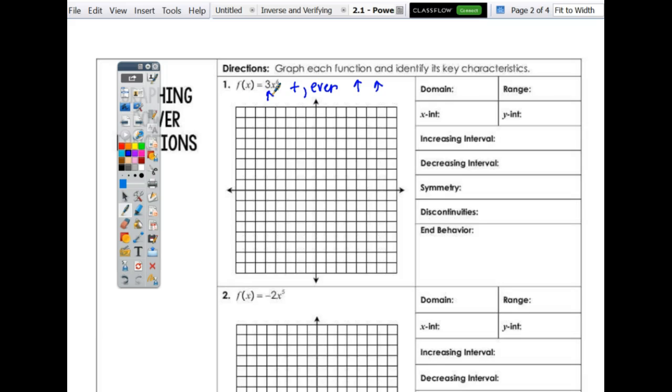So if I put 0 in, I still get 0. So my 1, 1, it's a vertical stretch of 3, so I would be at 3. So a negative 1 would still be at 3.